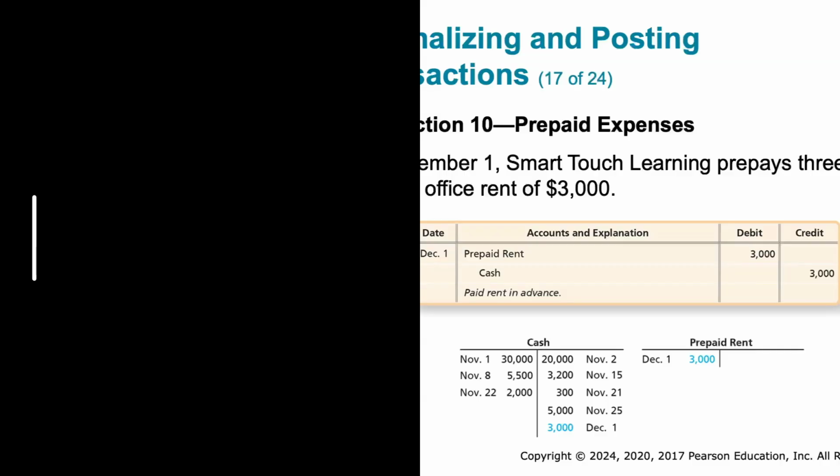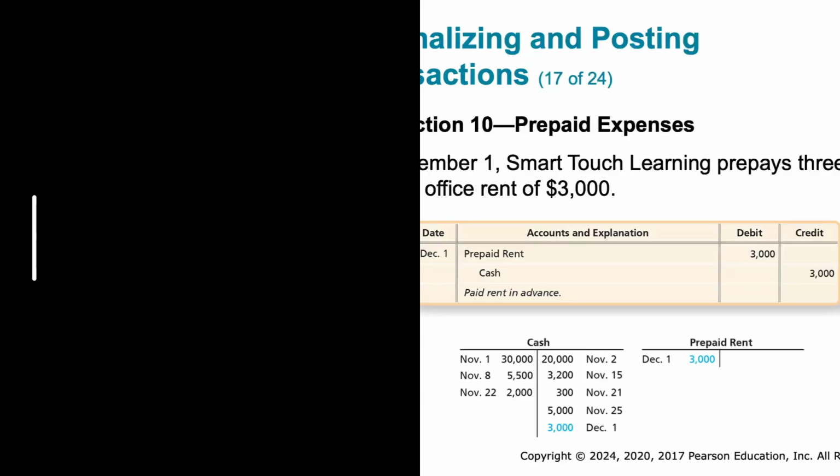Transaction number 10, prepaid expenses. On December 1st, Smart Touch Learning prepays 3 months office rent of $3,000, right? So this is an asset, and it's going up. So now we have prepaid rent of $3,000 going up. That is a debit. Cash is going down because we paid that cash. And so cash is a credit, decreases by credit. It's going down. So that is our credit. So we have prepaid rent, our debit, cash, our credit. And so we trace those down. Cash decreases. We have a debit account. Prepaid rent increases.